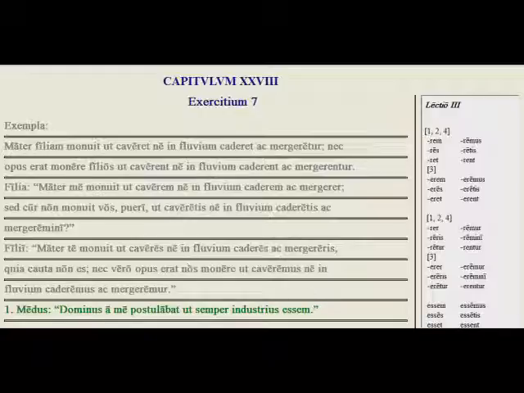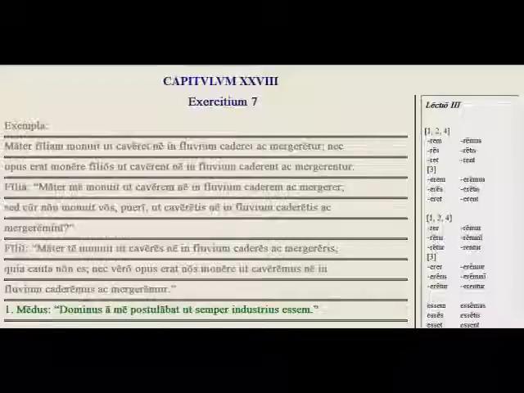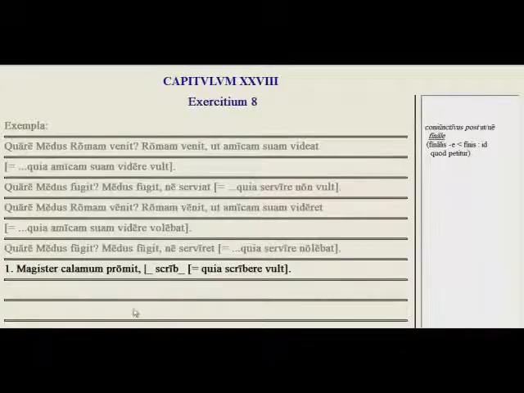Let's go on to exercise number 8. Exercitium octavum, we have the final subjunctive, which is after ut and ne clauses. It's more often called the purpose clause. It says that, and we translate it as to do something.